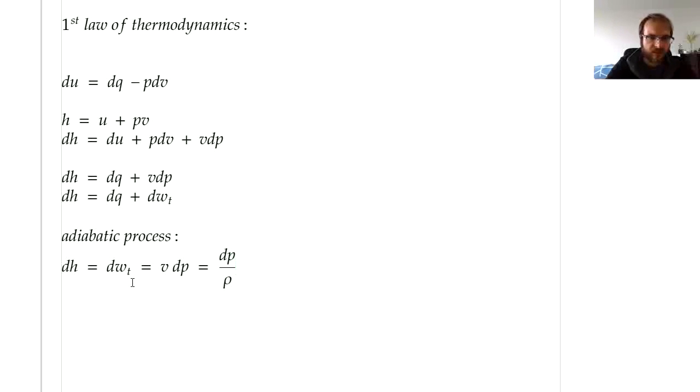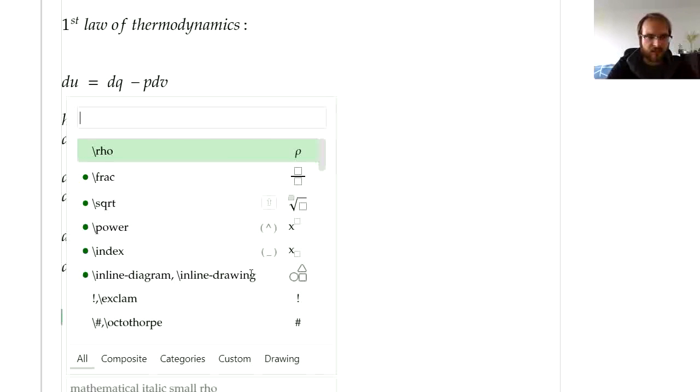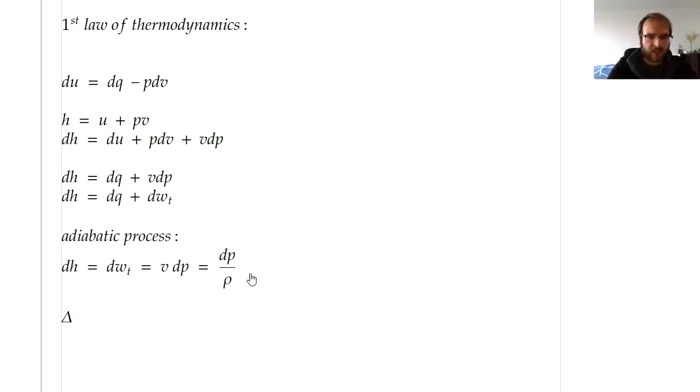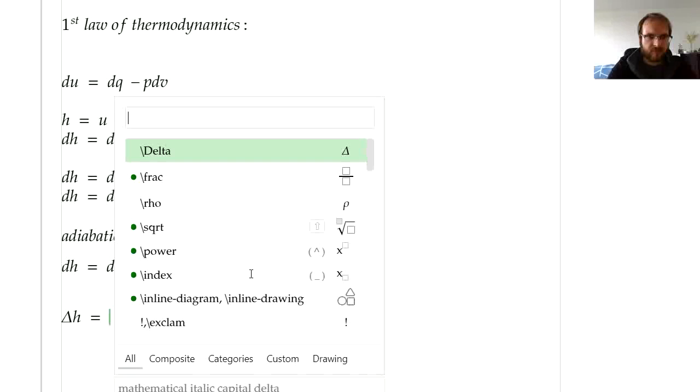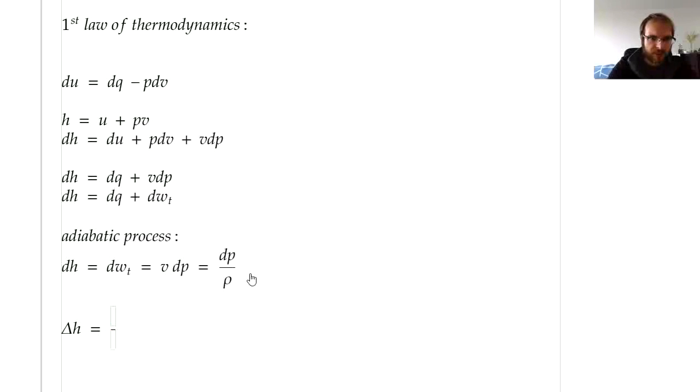Now, since the process in the pump is using liquid, which is a nearly incompressible fluid, the density is constant, and then we can write that the change in the enthalpy is the change in the pressure divided by the density.